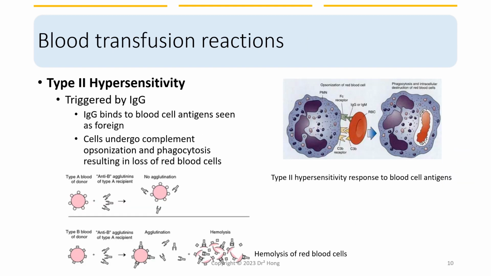The science behind blood transfusion reaction is that the incompatibility of blood group antigens causes type 2 hypersensitivity reactions. Anti-A and anti-B antibodies are IgG immunoglobulins. These IgGs bind to blood cell antigens and see them as foreign. The cells undergo complement opsonization and phagocytosis, resulting in the loss of red blood cells.